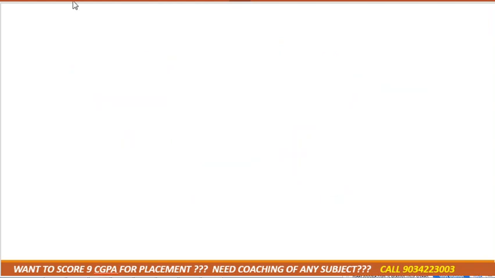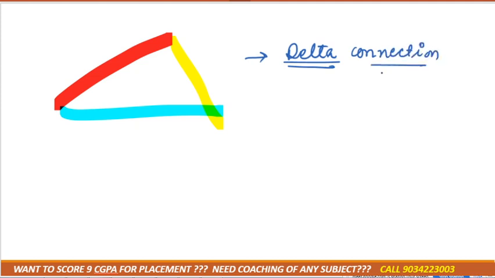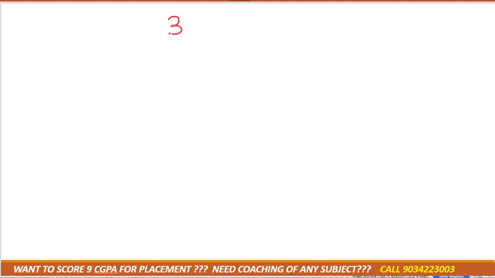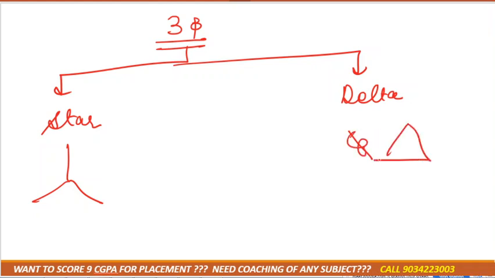Similarly, we can rejoin the wires like this: red like this, yellow like this, and blue like this. It looks like a delta, so that's why it is named delta connection. Got it? So basically, three phase supply is divided into two categories. One is known as star connection, it looks like this. Another is known as delta connection, it looks like this.